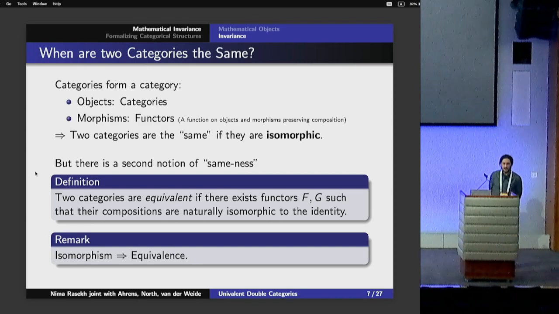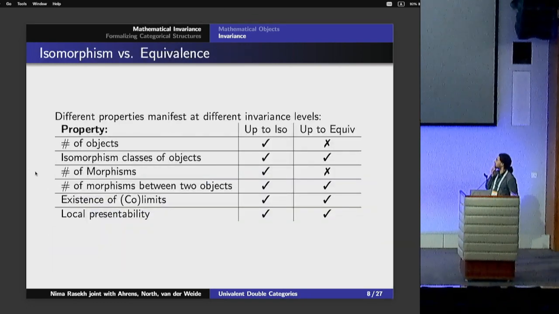If it doesn't tell you anything, don't worry. The only key aspect of it is that it's a weaker notion than isomorphism. And here's an example of the kind of properties that we can look at for a category. So if you have two categories that are isomorphic, they will have the same number of objects, so to speak. But in general, equivalent categories will not.